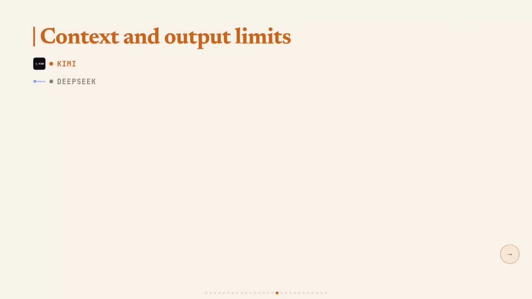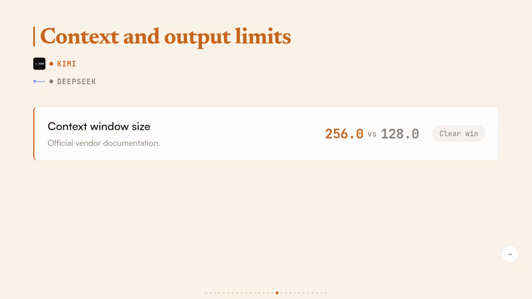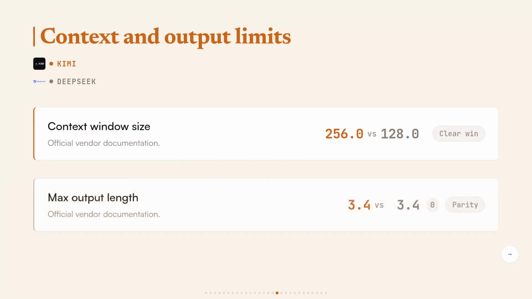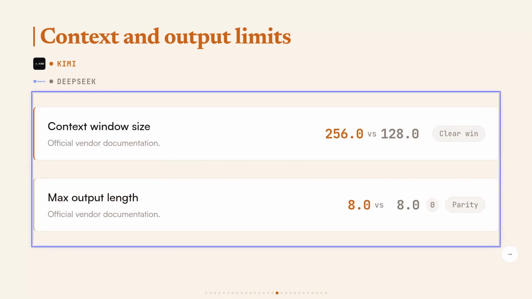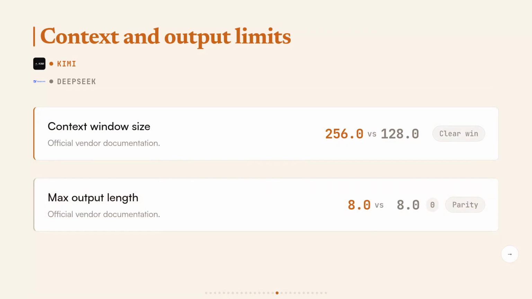I checked both official docs and the difference is clean. Kimi K2 supports a 256K token context window. DeepSeek v3.2 caps at 128K. That's double the context, straight from vendor documentation. Max output is 8K tokens for both, so that part is a wash, but the input window is where Kimi has a genuine documented structural advantage.